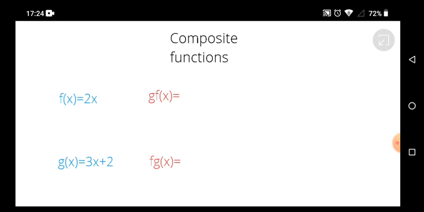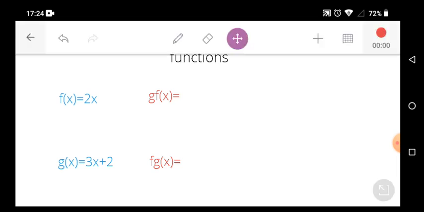So whatever the output is from f of x, we can put that into g of x as what x would be. So we'll put that if f of x is 2x and g of x is 3x plus 2, we can work out g of f of x and f of g of x. So I'm going to start with g of f of x. Let's get the pen.